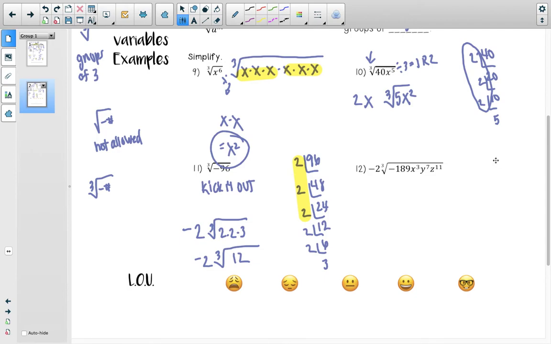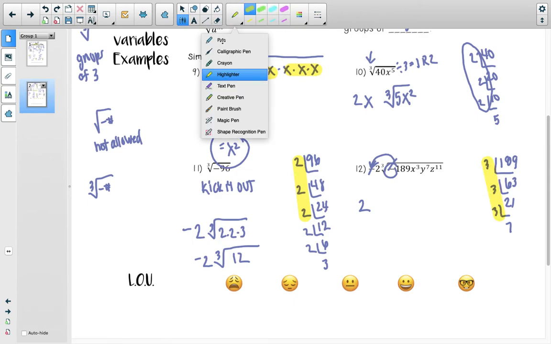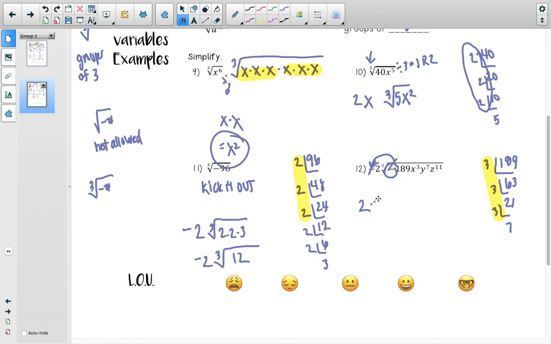All right, last one. We see a negative. We're going to kick it out. But because we're going to kick it out, it just gets rid of that. It makes it positive, so you're good there. The 2 drops out, and we're going to do 189. 189, let's go ahead and divide it by 3. And that gets you 63. Divide that by 3, and you get 21. And you divide that by 3, you get 7. So you only get one group of 3s, and ironically enough, it's with 3s. So that gets kicked out to the outside. But the 7 has to stay on the inside.